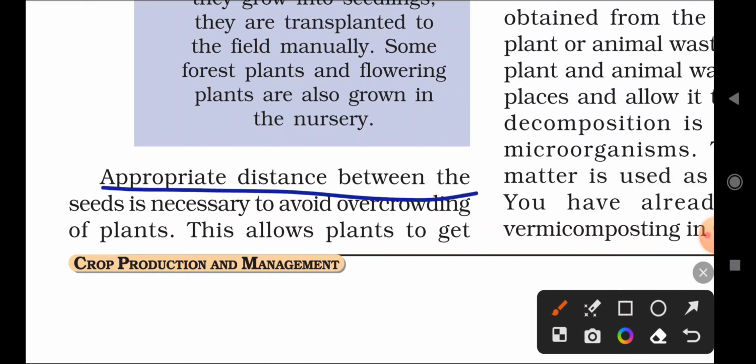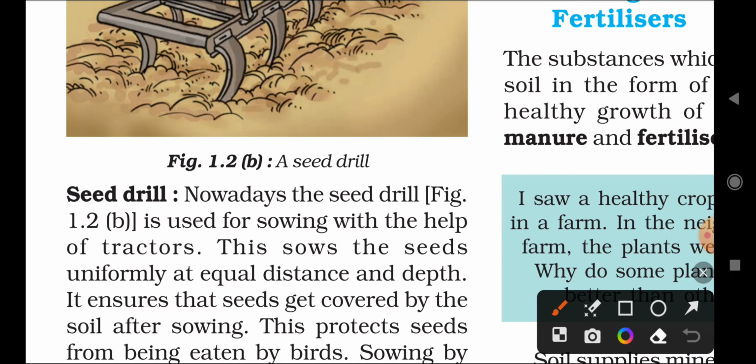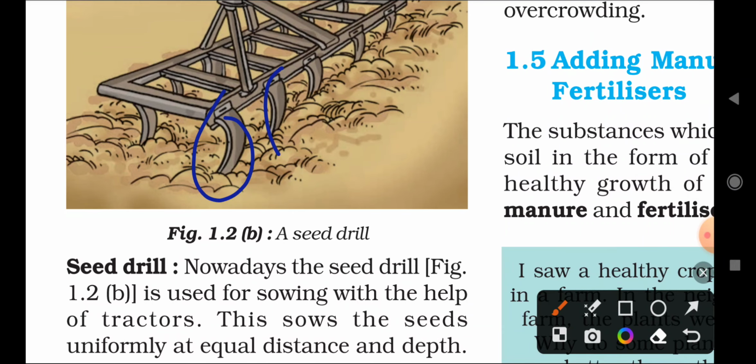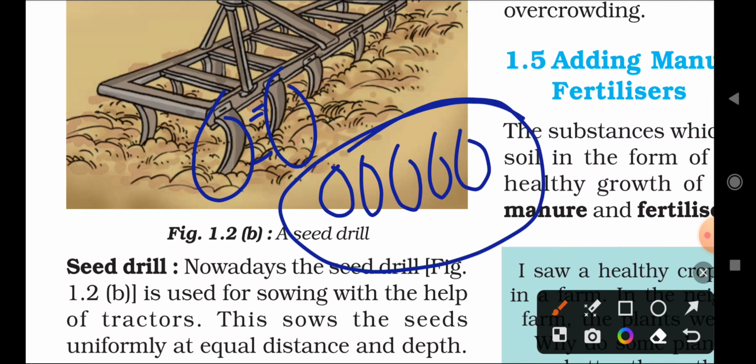Appropriate distance between the seeds is necessary to avoid overcrowding of the plants. Another point we discussed is that they have some fixed distance between the two nodes, correct? Why do they have a fixed distance? Why are they not close to each other? Because if the seeds are very close to each other, that makes them overcrowded, so they are competing with each other for growth.